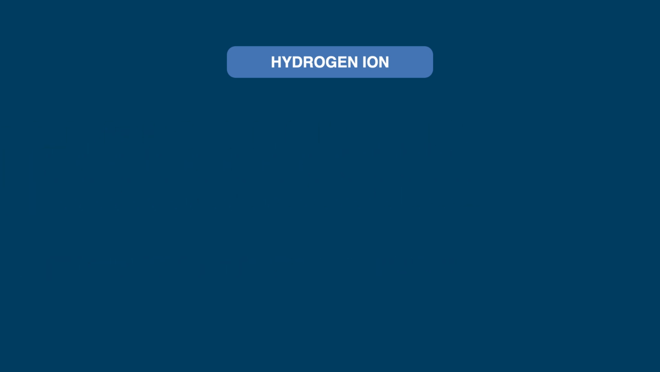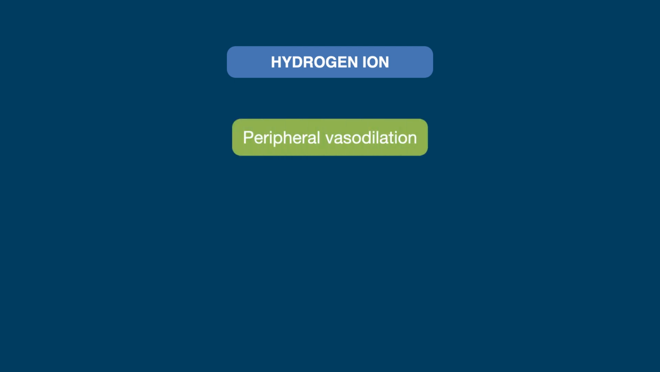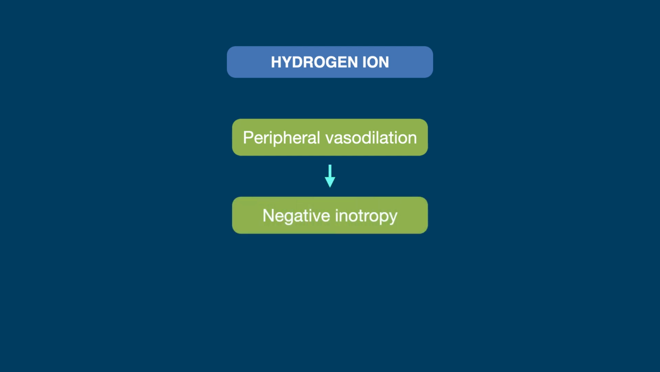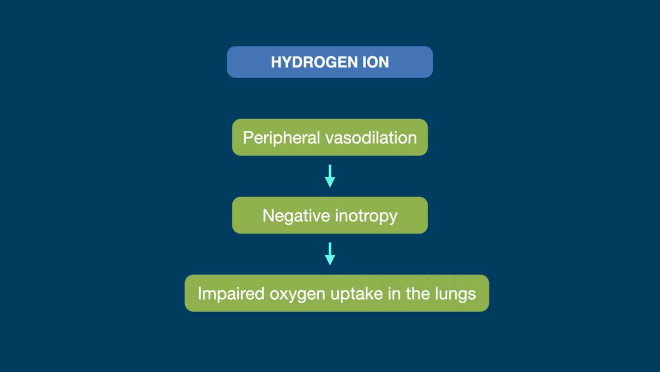Acidosis of any kind is most likely detrimental to the circulation as it causes peripheral vasodilatation, negative inotropy, and impaired oxygen uptake in the lungs. An arterial blood gas is a quick and accurate method to determine if a patient is acidotic.